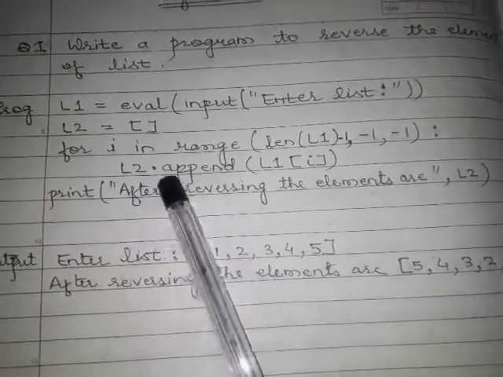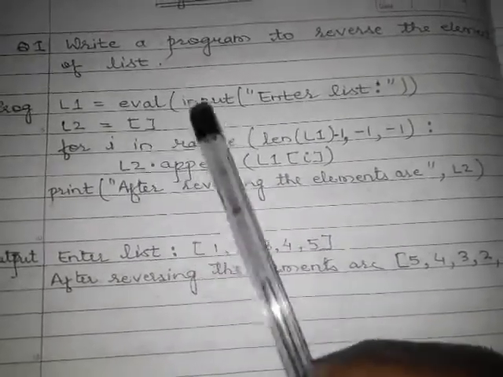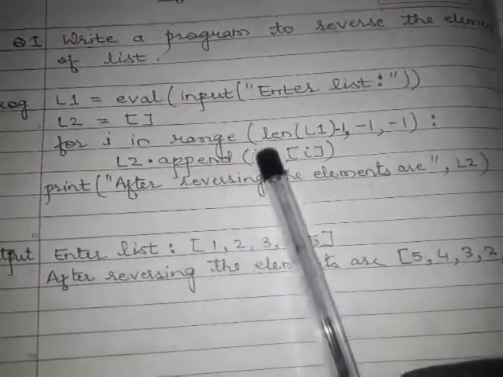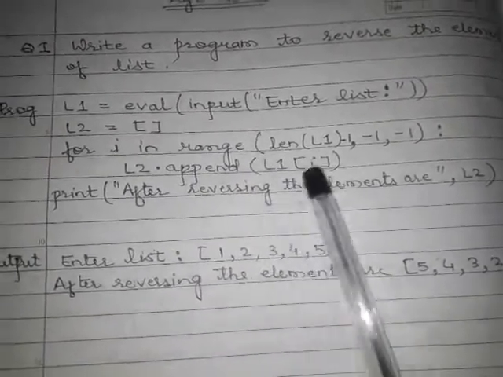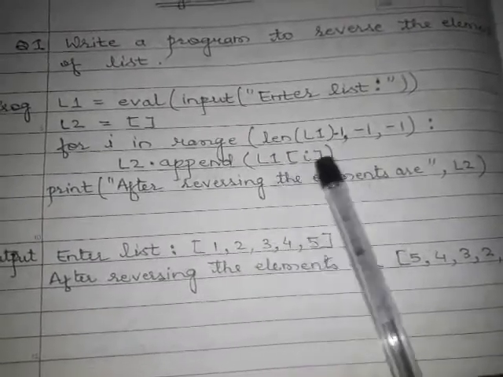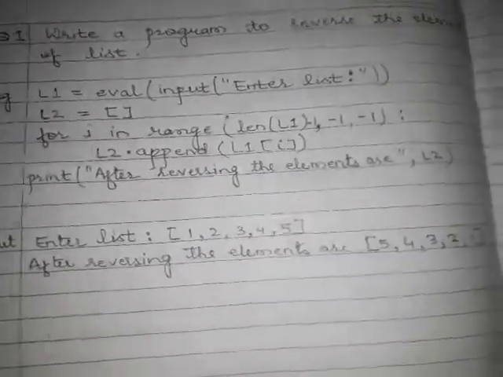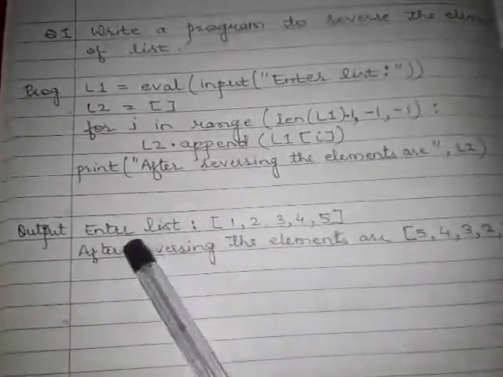Now L2 dot append L1 of I. It means we take another empty list, in which we use the append method, in which we add the last element, then the second last, then the third last, up to the first element. Look at how this program will run.